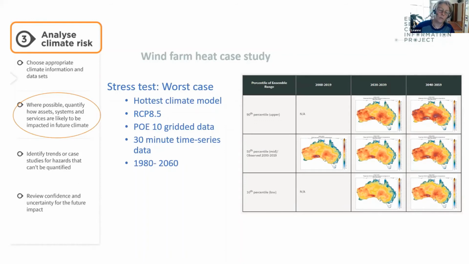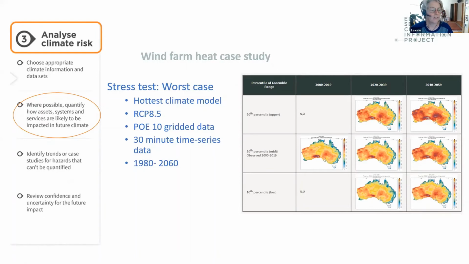So we've used downscaling techniques to provide 30-minute time series data. And this might be important if you're doing this kind of wind farm modelling, or for example supply and demand modelling that AEMO is mainly interested in. So in this particular case study, we looked at the 30-minute time series data from 1980 through to 2060 to run this wind farm model.